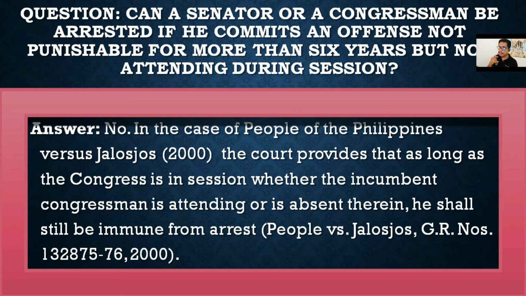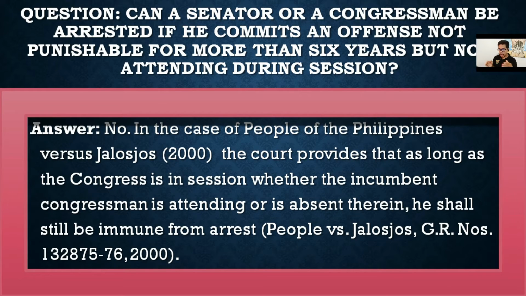So, here is the question. Can a senator or a congressman be arrested if he commits an offense not punishable by more than 6 years but is not attending during session? This happened in the case of People of the Philippines versus Halosos, decided by the Supreme Court. According to the Supreme Court, the answer is no. The court provides that as long as the Congress is in session, whether the incumbent congressman is attending or is absent, he shall be immune from arrest.